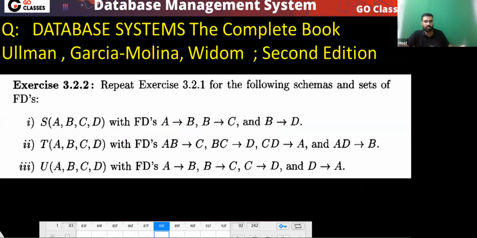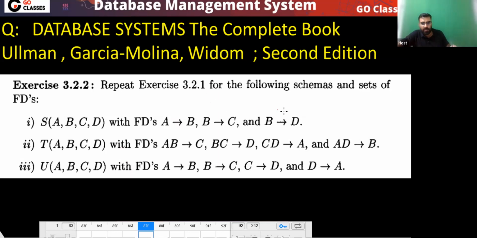Okay, let's see this question quickly. Read the question carefully. Repeat the same exercise 3.2.1 for these questions. So can I give this question as homework? Same question with a different schema. The same previous question with this schema, exactly the same question.